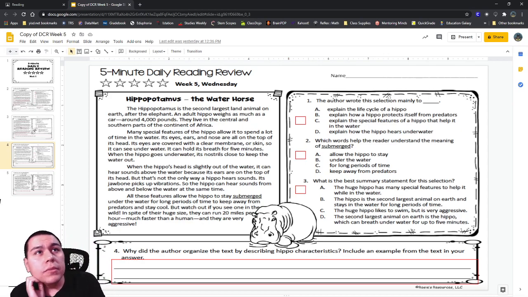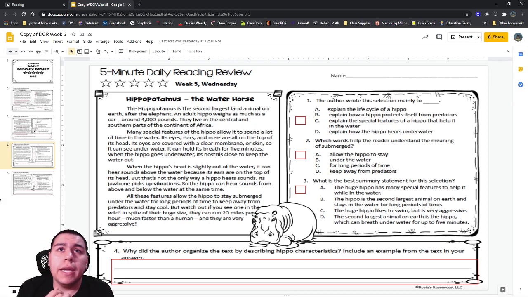Question number 1 says the author wrote the selection mainly to blank. They want to know, why did the author write this? What's the author's purpose? We have answer choice A, explain the life cycle of a hippo. B, explain how a hippo protects itself from predators. C, explain the special features of a hippo that help it live in water. Or D, explain how the hippo hears underwater.